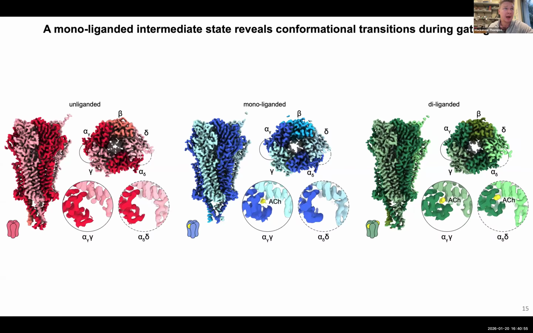And so we can talk about that again in the questions if you want to hear more about how I did that computationally. But for the rest of the talk, I'll just talk about what we found in these structures. So we're left with an unligated state, a monoligated state where the alpha gamma loop C has transitioned to a capped conformation with agonist bound, and then a diligated state with both sites bound.